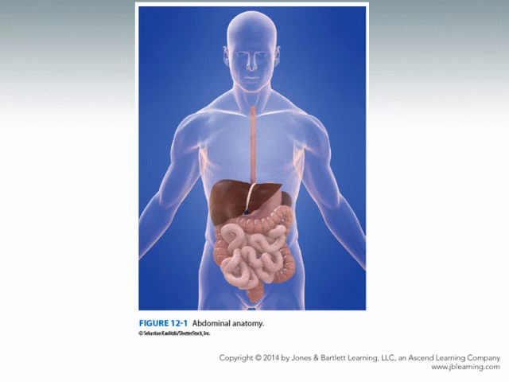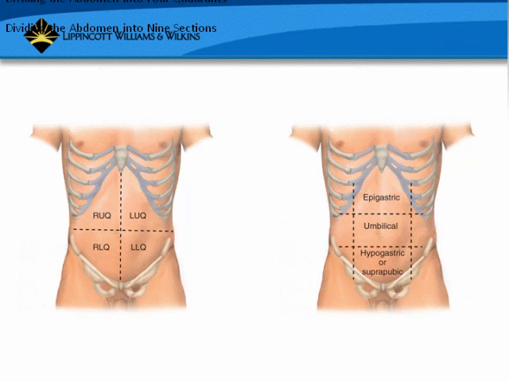So this is just a picture of the abdominal cavity, and as you look at it, it makes you realize all the organs that are in that one area. The abdominal cavity is divided into four quadrants: the right upper quadrant, the left upper quadrant, the right lower quadrant, and the left lower quadrant. And it's divided into three regions. You have your epigastric region, which is above the umbilicus, the umbilical area, and the hypogastric or suprapubic, which are below the umbilical area.